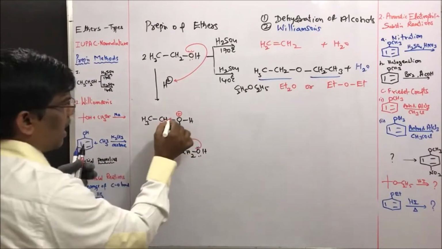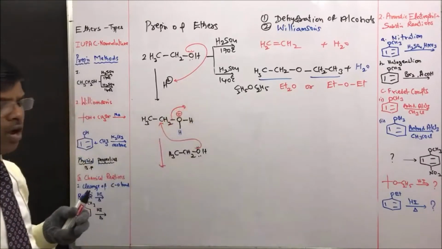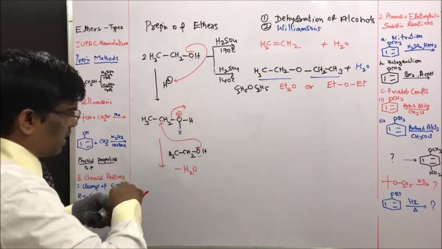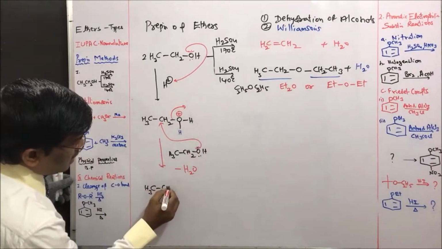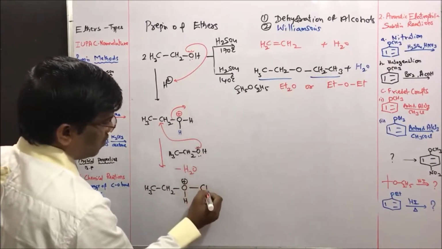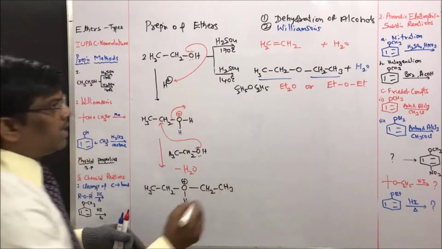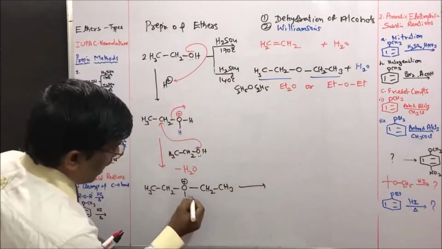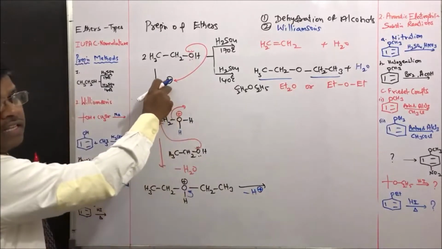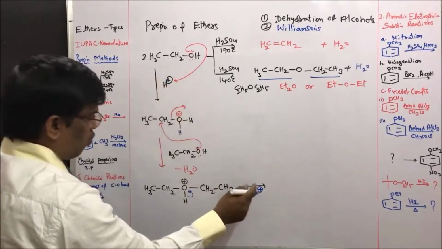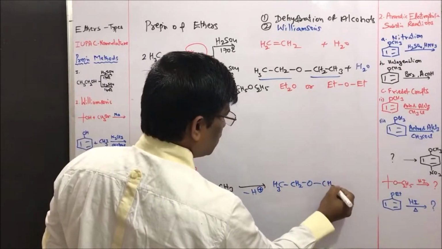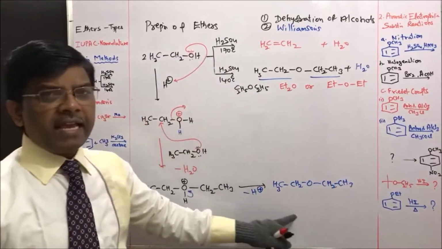another molecule of alcohol enters from the backside and the leaving group goes out as a water molecule. This is water, and what is left over? Here it is CH3CH2O, hydrogen is present here, plus, and CH2CH3. Now it is very simple. It loses the H+ ion. So whatever is added here, it is coming out. So CH3CH2OCH2CH3. So this is how I can prepare diethyl ether.